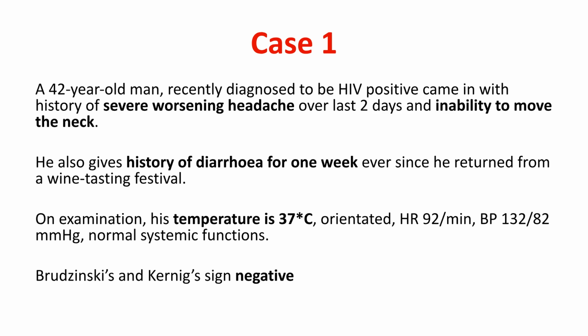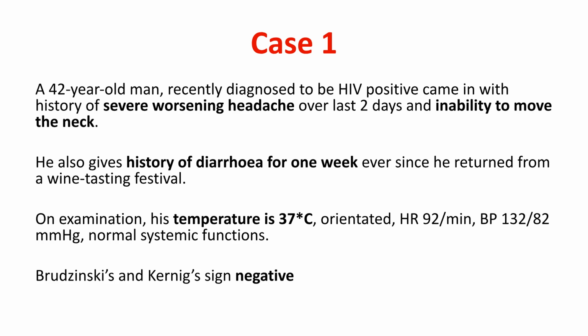Think food exposure. On examination, temperature is normal at 37 degrees. He's oriented, vital signs are stable, and surprisingly, Brudzinski's and Koenig's signs are negative. What's unusual here? Classic bacterial meningitis typically presents with fever and positive meningeal signs. This patient has neither. His HIV status tells us he's immunocompromised, and the food history is a crucial clue.